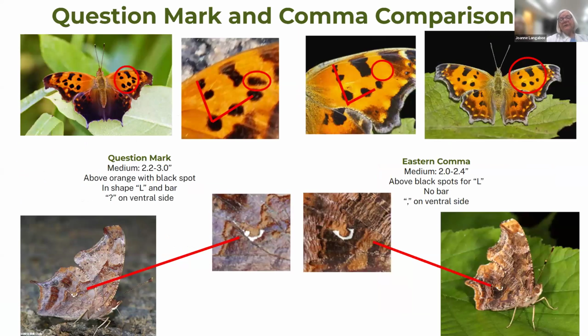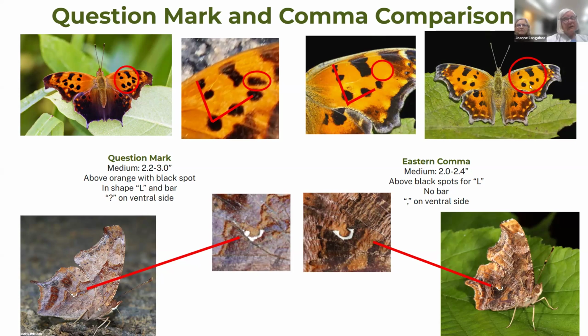Okay, the difference between them. I still take pictures to know which one I have. The question mark, if you blow this area up, you'll see an extra line. You've got this L, and then you've got this line. That's what differentiates it from the comma, which just has the line, but not that extra one.